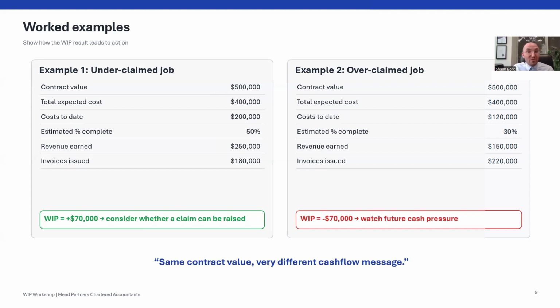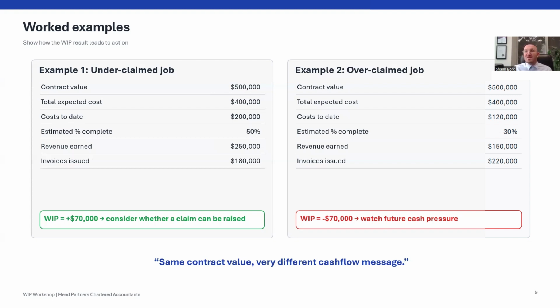We need to review whether the job is running ahead of claims. We need to make sure that our margin is still protected. Where we see a low margin, it may mean that we need to review our costs, ensure we haven't missed any variations, or if there's any variations that need to be charged, and we need to adjust our forecasting.